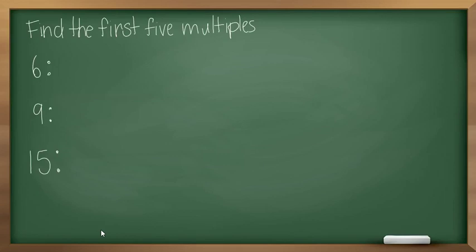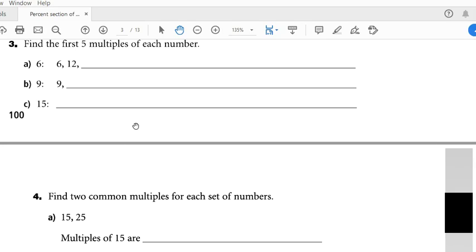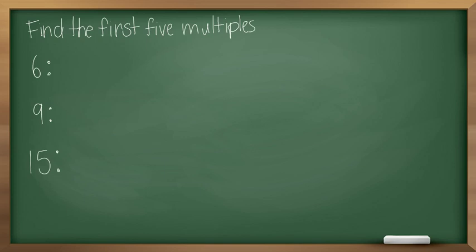For this video, we're talking about multiples and common multiples. This is coming from the first section, so these questions in your workbook. So multiples are sort of like skip counting, right?